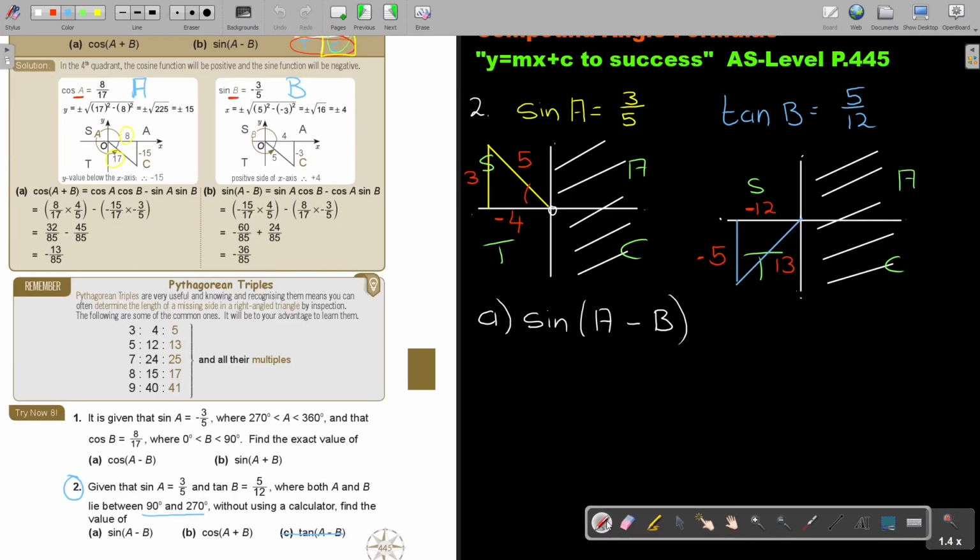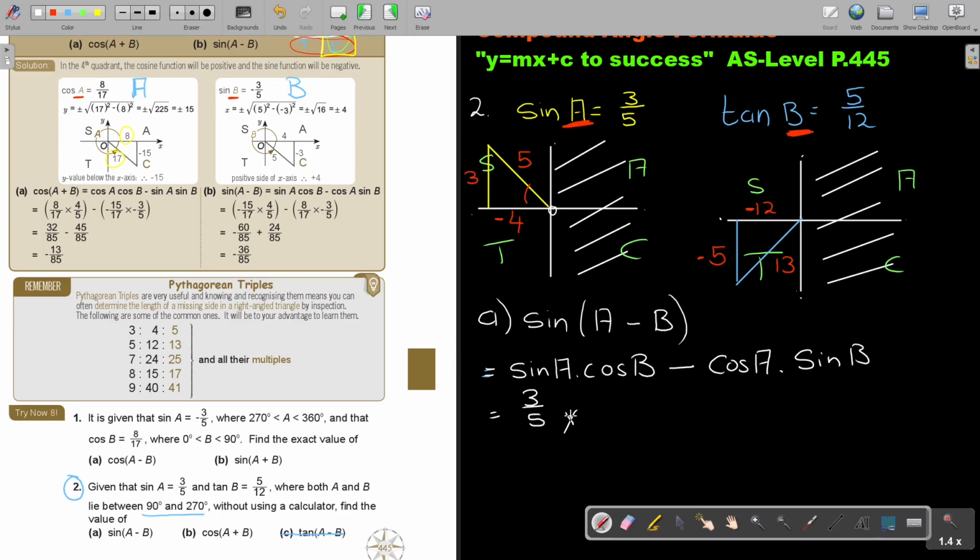So let's write it down first. So this is going to be sin A cos B minus cos A sin B. And don't forget, as I said, this is graph A and this is graph B. So don't get confused between the two. So what is sin A? Sin is opposite over hypotenuse, so it's 3 over 5.